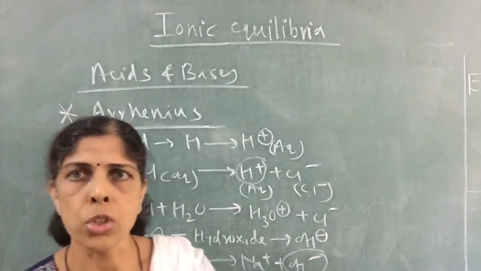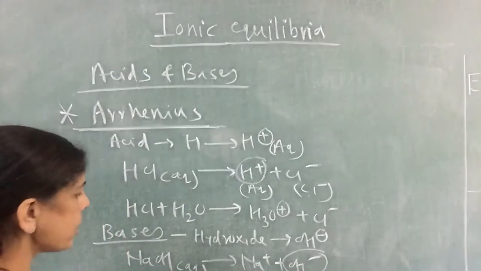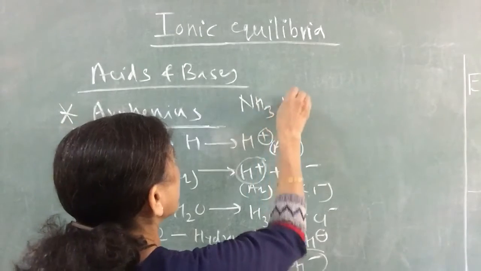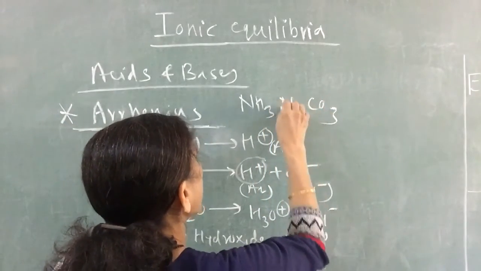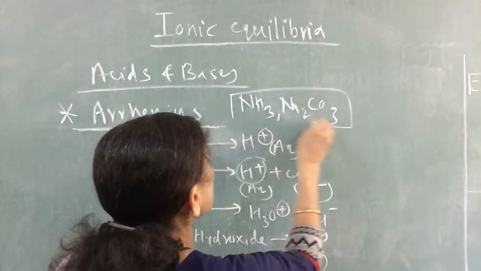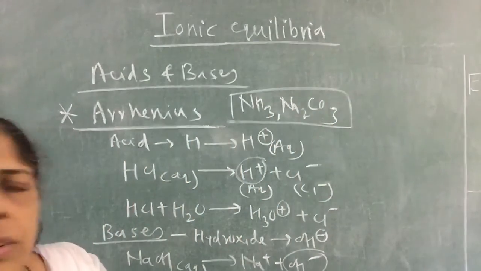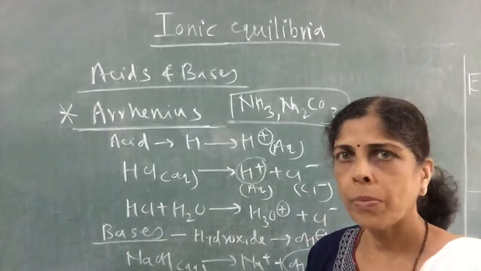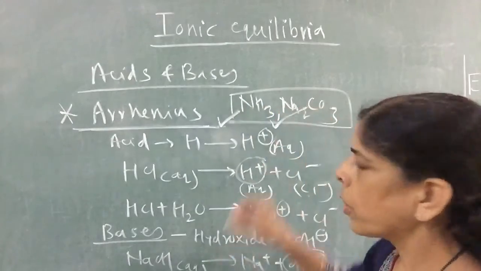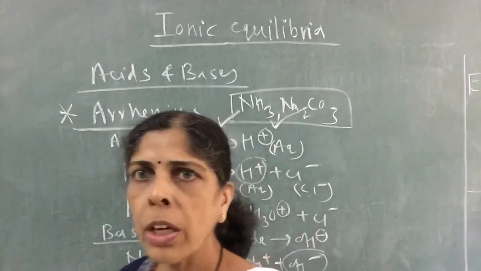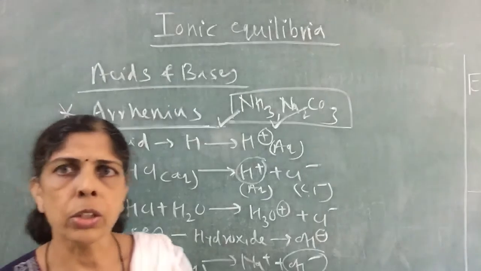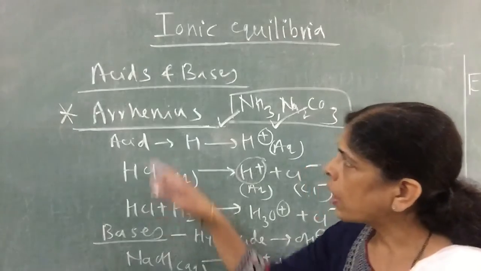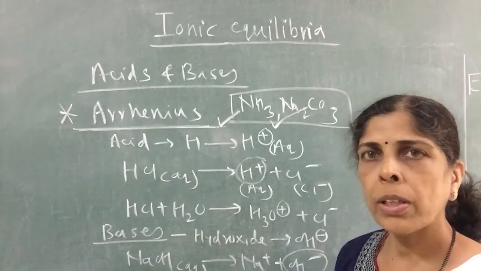But substances like ammonia, or you can take Na2CO3, which do not have a hydroxyl group, are basic in nature. Substances like ammonia or sodium carbonate, even if they do not have an OH minus group, are basic in nature. So this was not explained by Arrhenius. So we will proceed to the next theory.